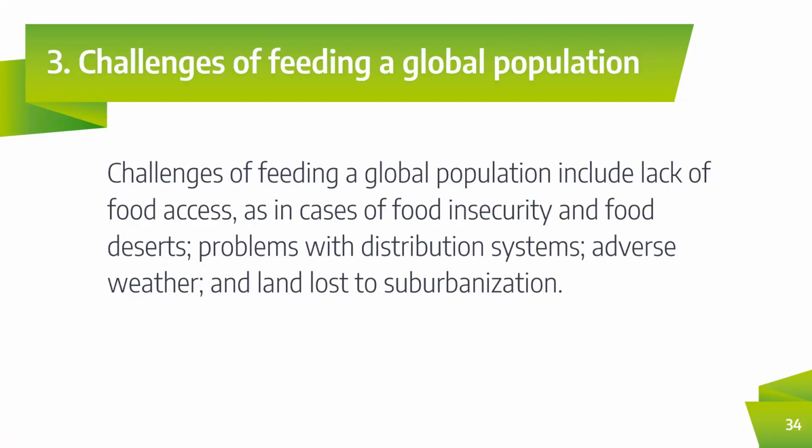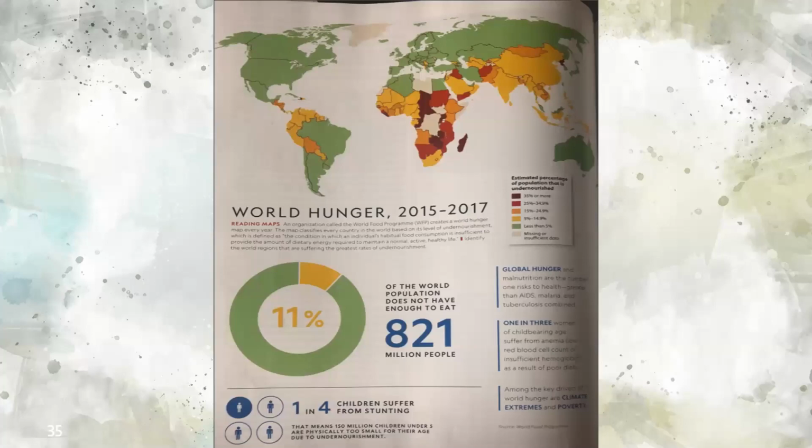So number three here, challenges of feeding a global population. So the challenges of feeding a global population include lack of food access, like in cases of food insecurity, food deserts, problems with distribution systems, adverse weather, and land loss to suburbanization. So nearly 11% of the world's population is going to experience food insecurity, and major causes are these listed here, okay? But let's talk about them individually. So here's a global map, a national scale of analysis, of world hunger. Unsurprisingly, we can see that large parts of Africa and Asia are experiencing world hunger when compared to most of the developed world, all right?